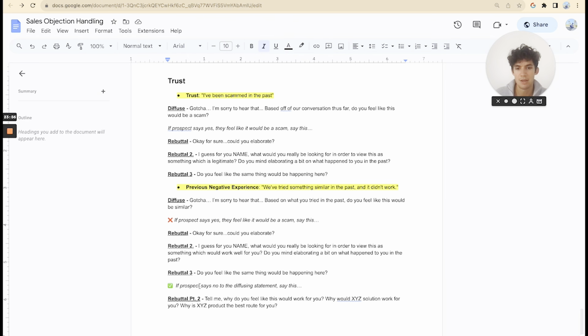But then if they say no, then we'll just go back into this loop where it's, tell me, why do you feel like this would work for you? Why would XYZ solution work for you? Why is this the best route, right?